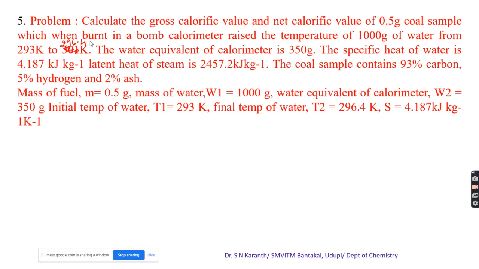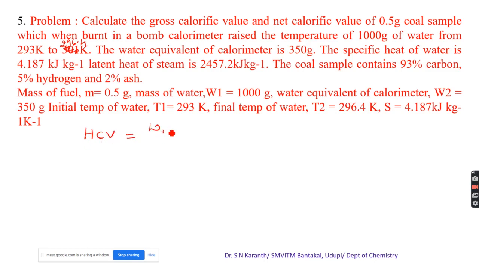The water equivalent of the calorimeter is 350 gram. So here W1, W2 and M are all expressed in terms of gram. That's no problem. The specific heat of water is 4.187. Latent heat of steam is 2457.2. Then the coal sample contains 93% carbon, 5% hydrogen and 2% ash. We need only the percentage of hydrogen. We need not bother about the carbon and ash content. Okay, here I'll take the determination of the HCV first step.